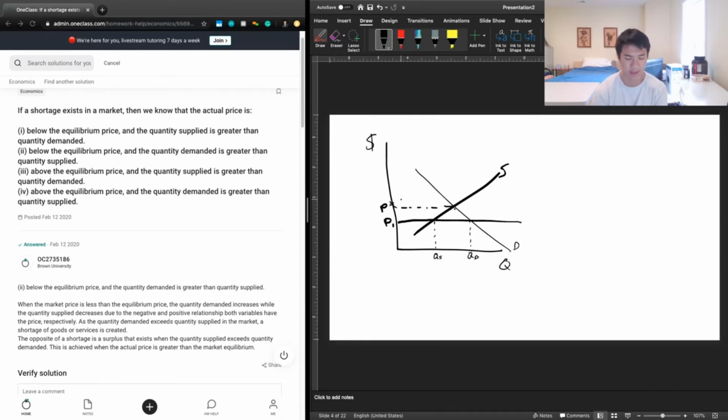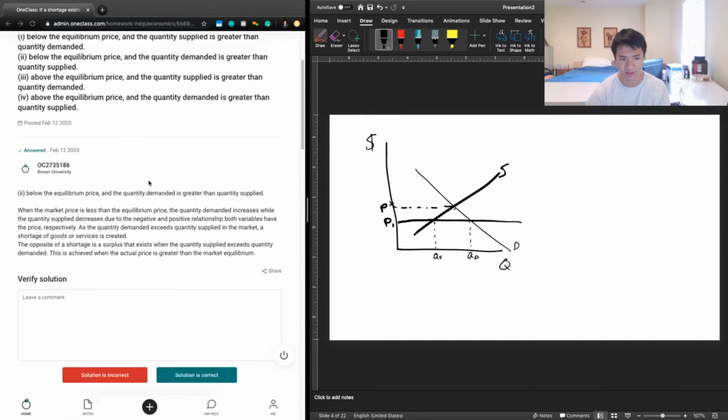And so we can just make sure none of the other answer choices are right. 3 and 4 both say above the equilibrium price. And we already know that for a shortage to exist, it has to be below the equilibrium price. So it's not going to be 3 or 4. I'm pretty confident that number 2 is the right answer, and that's what we'll end up choosing.